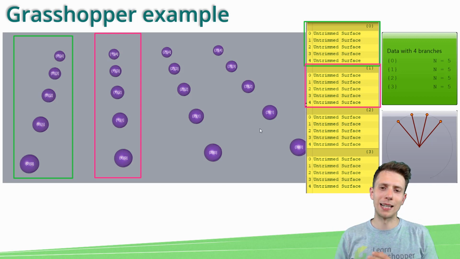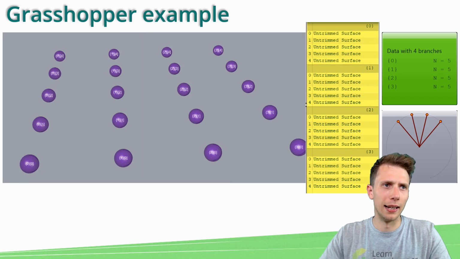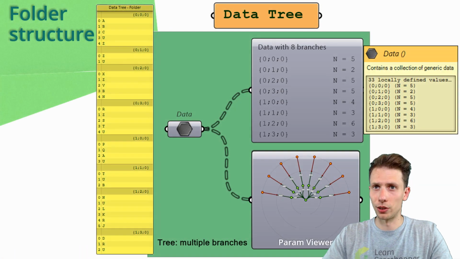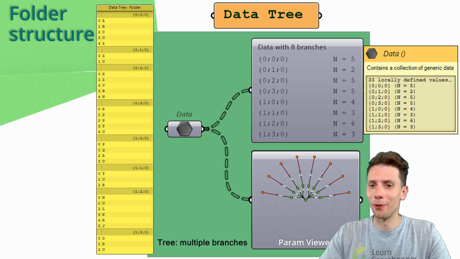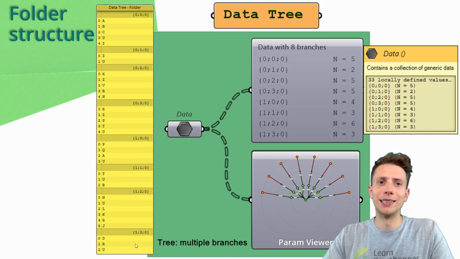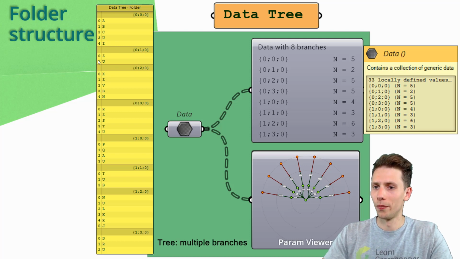Another example of how we can think about data tree structure is that we are supposed to think about it as a folder structure. So this is another type of explanation of how we can see a data tree structure. Let's say that here on the left you can see with the panel a data tree structure that contains lots of letters. We start with the first branch, which is 0;0;0, and it contains 5 items. And we go to the next one, 0;1;0, which contains 2 elements.